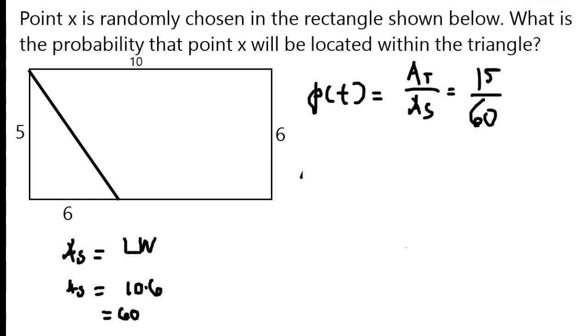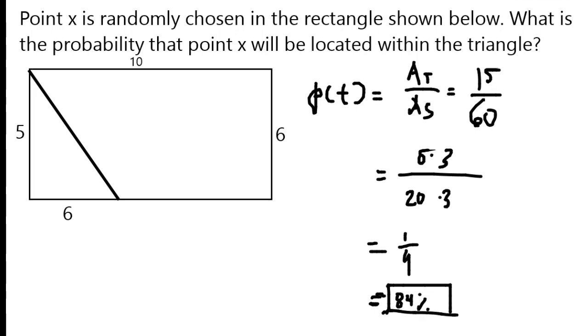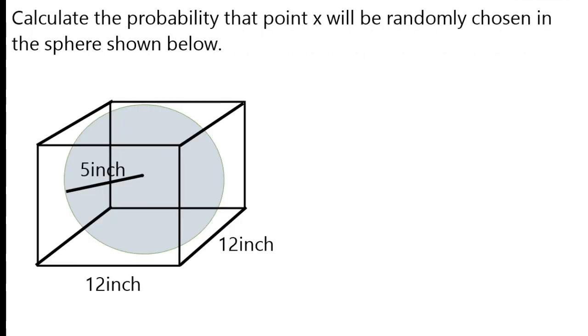So we're just going to divide these things and we can have the probability. So this will become 15 over 60. We can just cancel the 3, and this will become 1/4, which is 25%. So this is the probability that point X will be located within the triangle. That was a high chance, right?